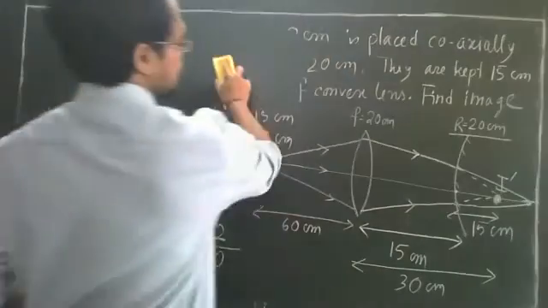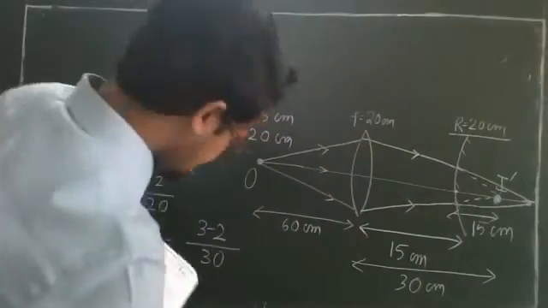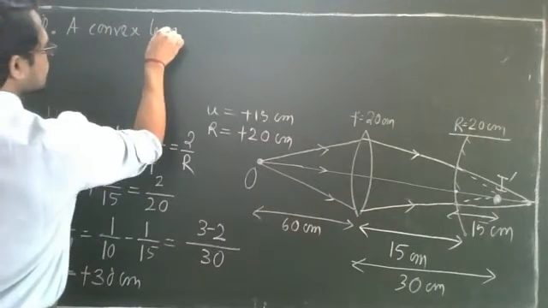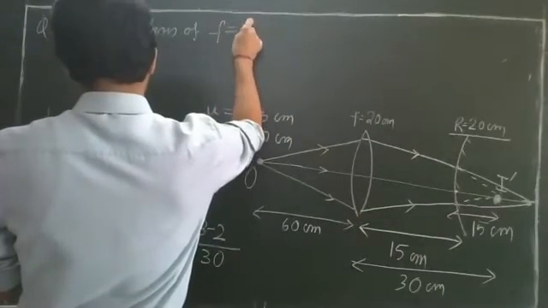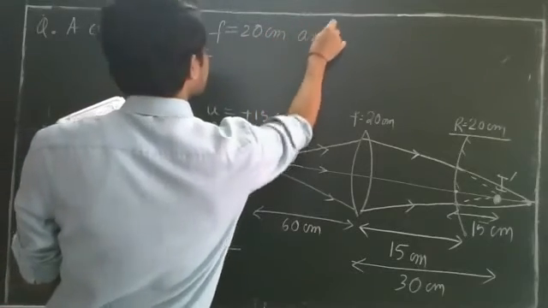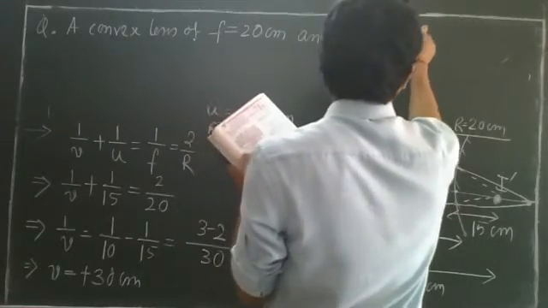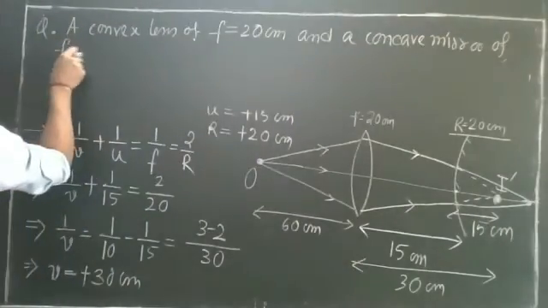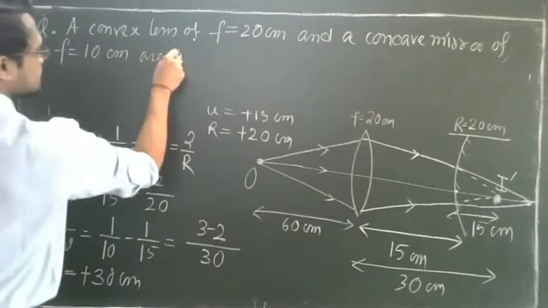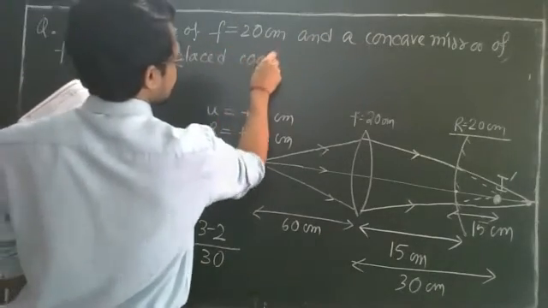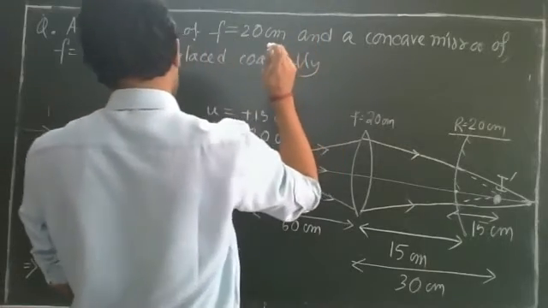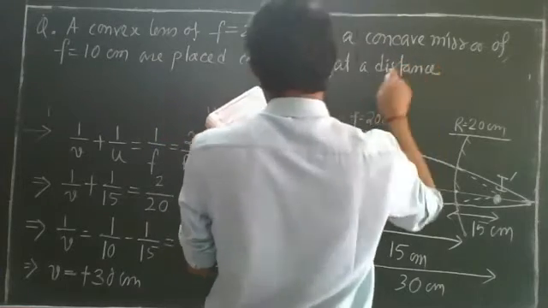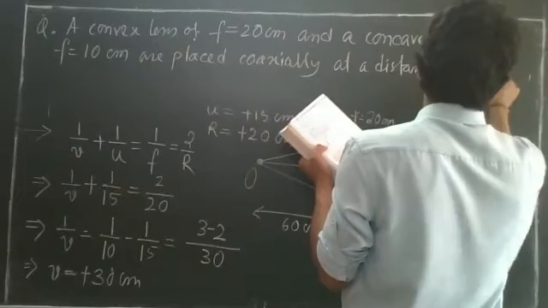Write it. A convex lens of focal length 20 and a concave mirror of focal length 10 centimeter are placed coaxially at a distance 50 centimeter apart.